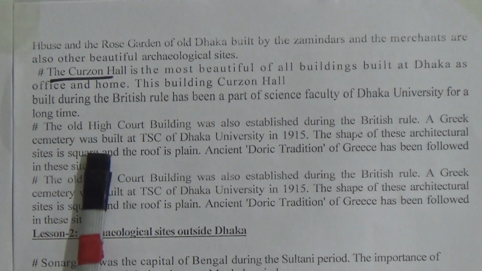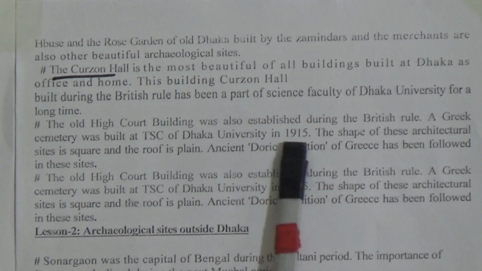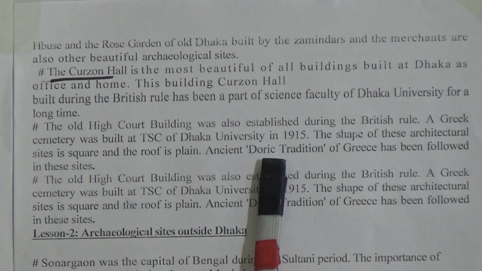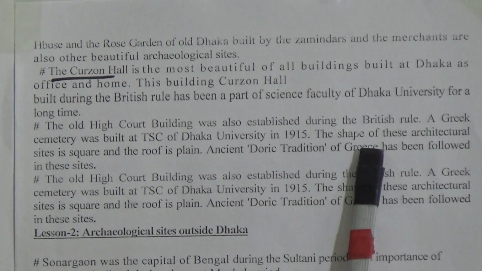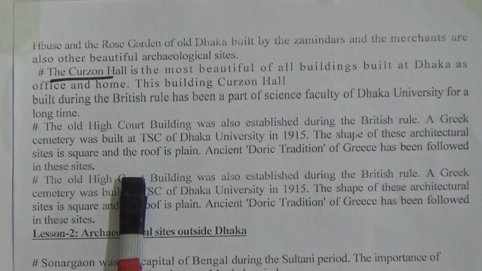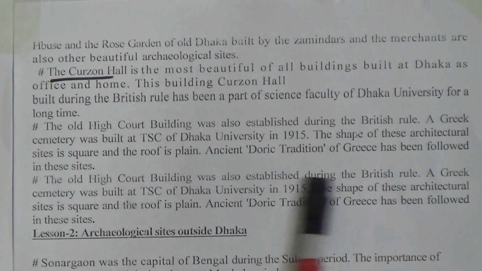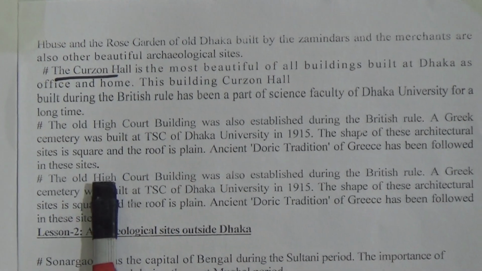The old High Court building was also established during the British rule. A Greek cemetery was built at TSC of Dhaka University in 1915. The shape of this architectural site is square and the roof is plain. Ancient Doric tradition of Greece has been followed in these sites.